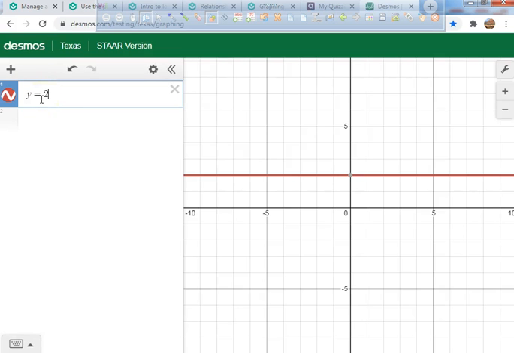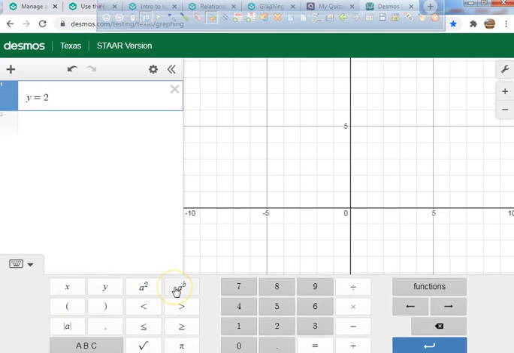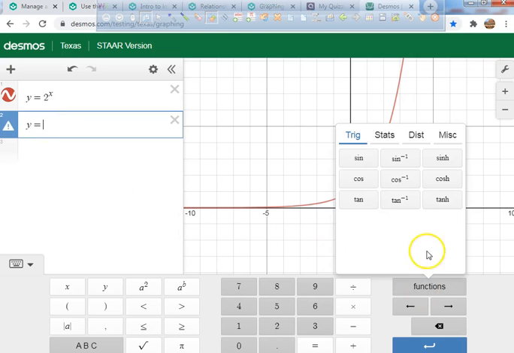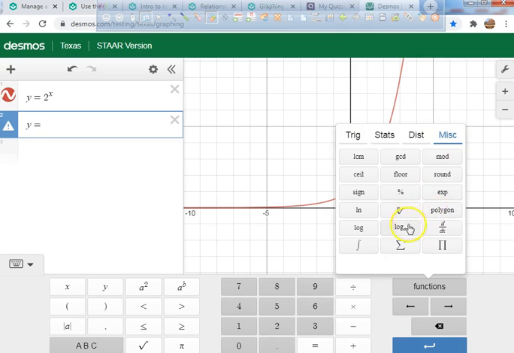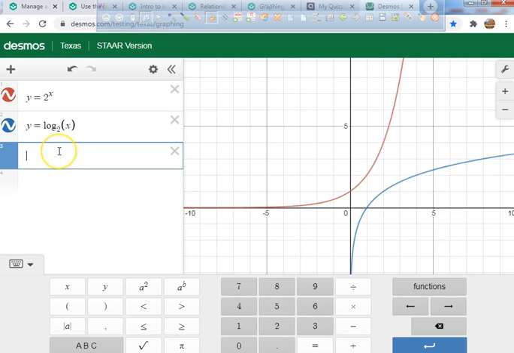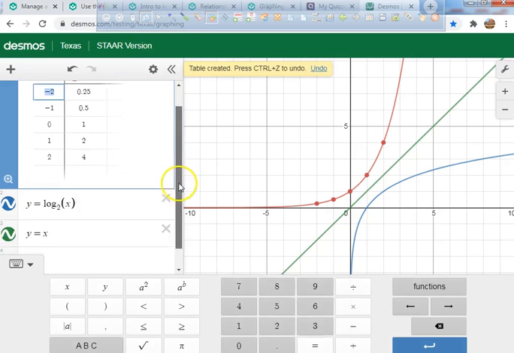Y equals 2 to the power of x, and then I'm going to put the inverse, which is y equals log base 2 of x. Good. Now check this out. These are inverses of each other because they reflect across y equals x. So these are inverses of each other. Check this out. Look at the table. Remember what inverses do in a table.